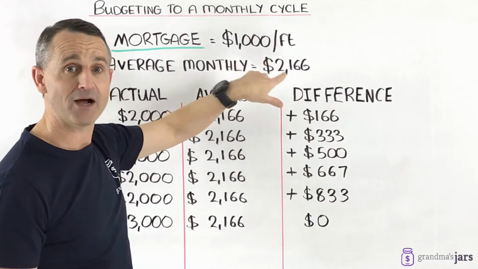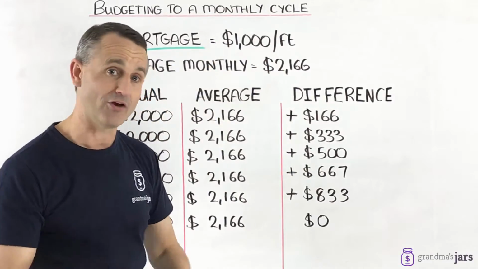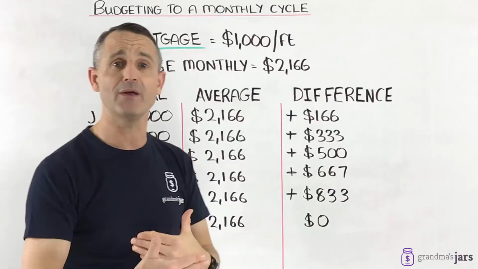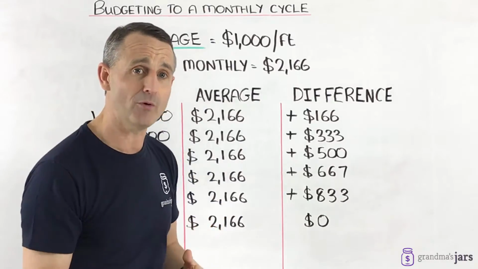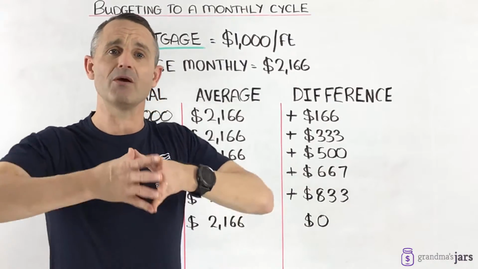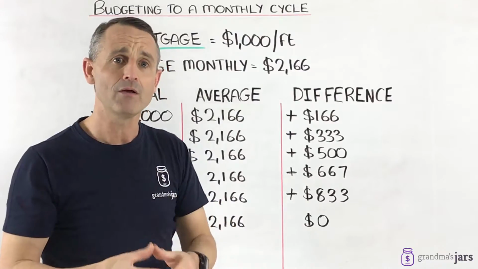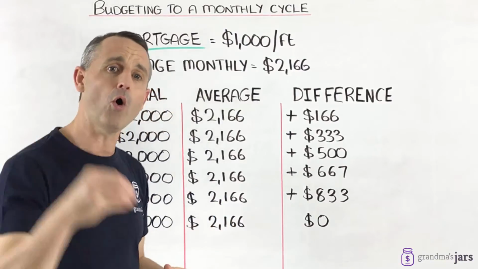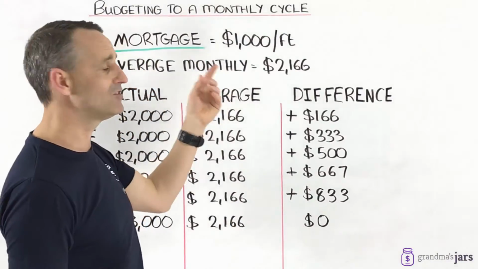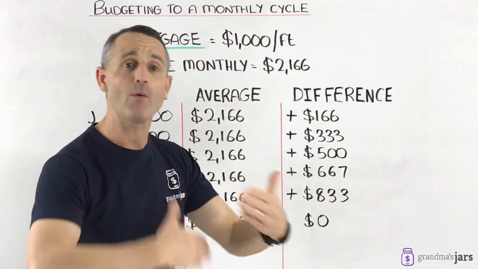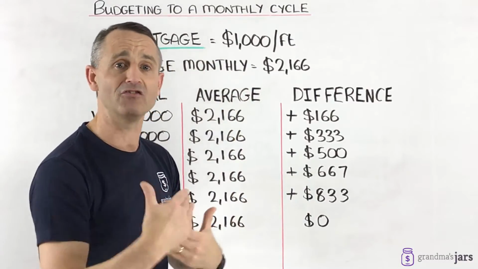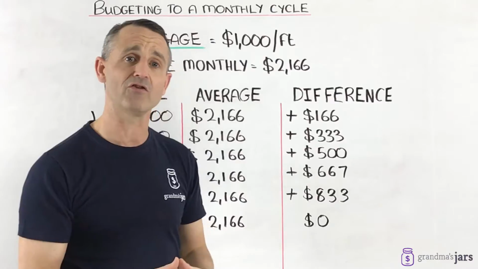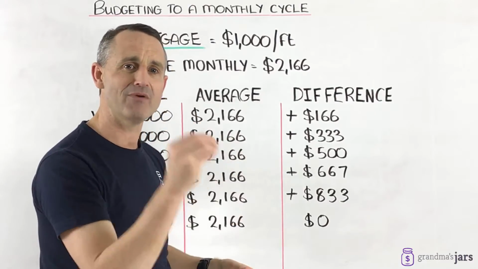So what I recommend when it comes to your expenses, always budget off your average monthly figure. It's a complete reverse of what I was recommending for your income. Where possible with your income, you should budget to your minimum monthly income. But with your expenses, always budget to your average monthly expense, and that way we know you're accumulating enough in your jars so that when the expenses turn up, the money is sitting there ready to pay it.